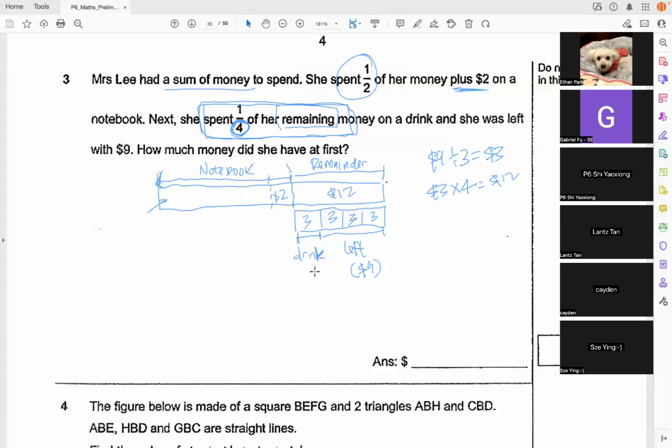Okay. Now half of his money is here. This is half of his money, right? So half of Mrs. Lee's money will be $12 plus $2. That will be $14. So half of Mrs. Lee's money is $14. And how much did she have at first? At first means how much she had originally. That will be $14 multiplied by 2, $28.